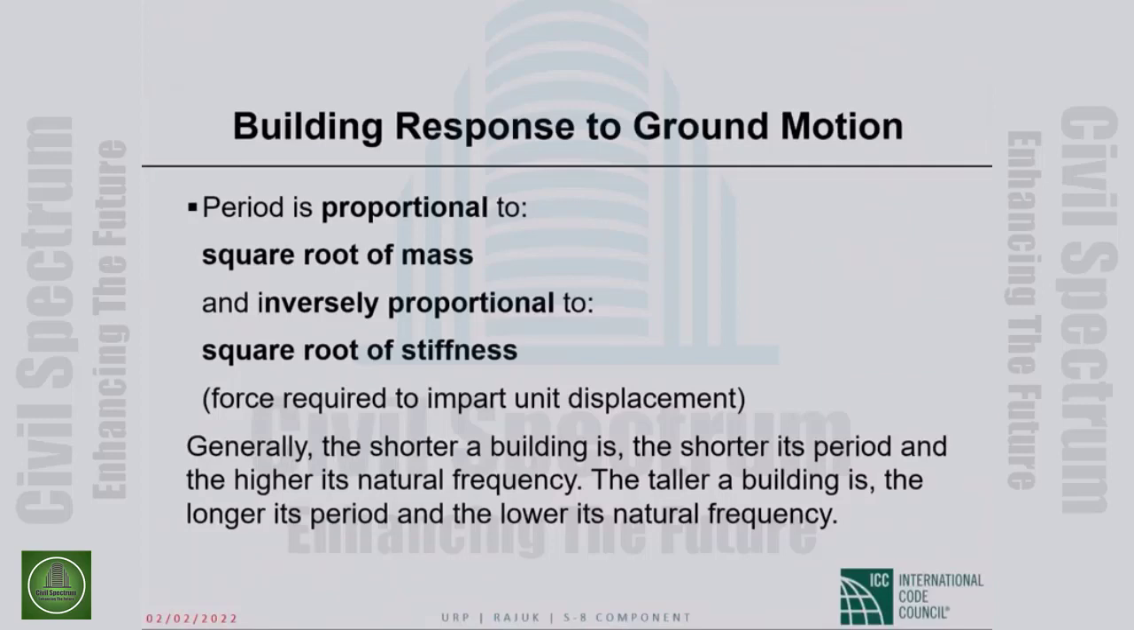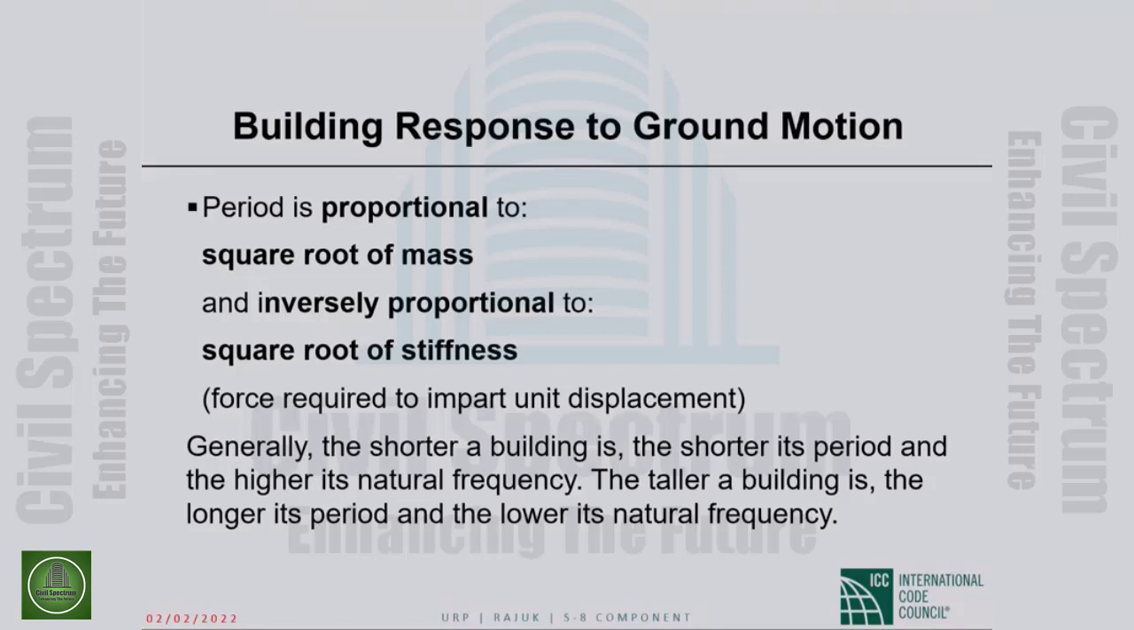The period of a structure is proportional to the square root of the mass. So heavier structures would have longer periods, and period is inversely proportional to the square root of stiffness. So stiffer structures would have shorter periods. This is very important. Period is proportional to the square root of mass, so heavier structures would have longer periods, and stiffer structures would have shorter periods.